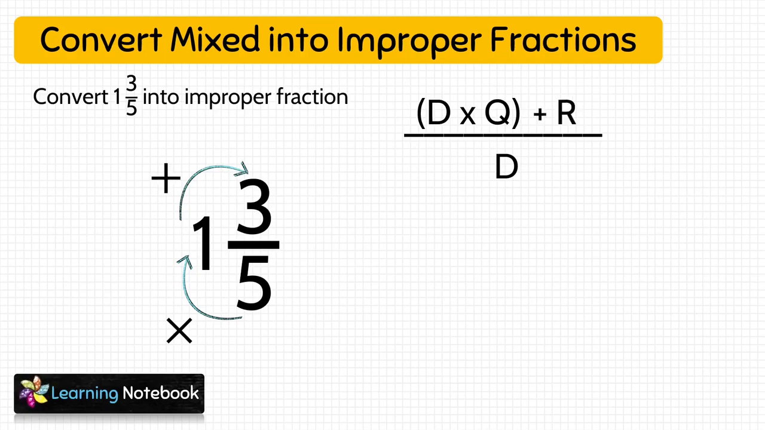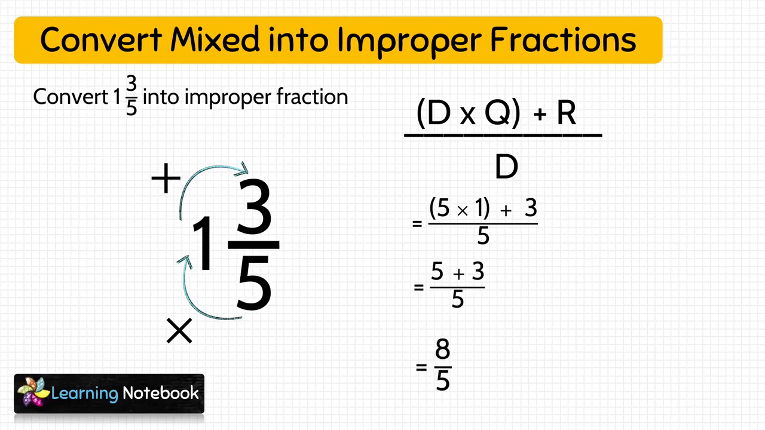So here divisor is 5, quotient is 1 and remainder is 3. So we get 5 into 1 plus 3 upon 5, which is equal to 5 plus 3 upon 5, and 5 plus 3 equals 8. So we get the improper fraction as 8 by 5. So this is how we have converted a mixed fraction 1 3 by 5 into an improper fraction 8 by 5.